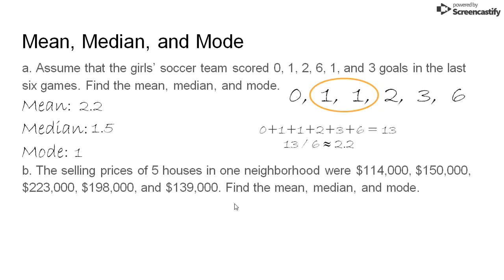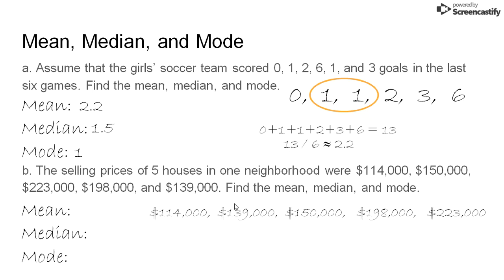For problem B, we have the selling prices of 5 houses in one neighborhood. They were the following prices. We need to find the mean, median, and mode. So again, we want to make sure that we put these in order from least to greatest. And then we are ready to find our mean, our median, and our mode. So when we go about finding our mean, again, we have to make sure that we can add up all of these together and find our total.